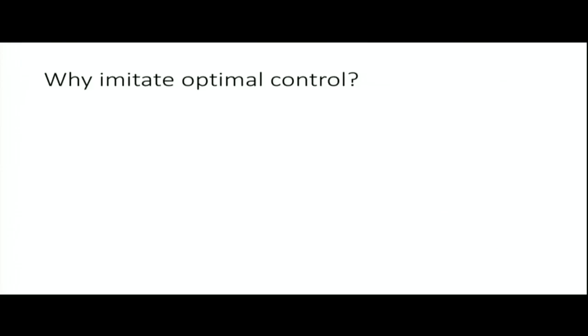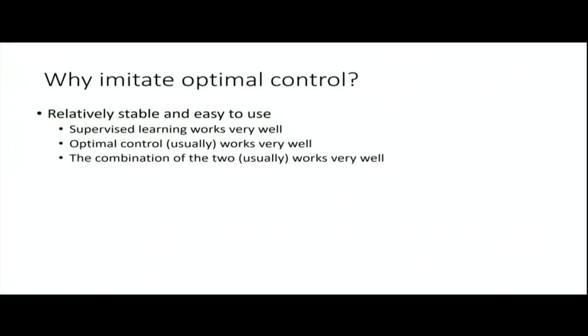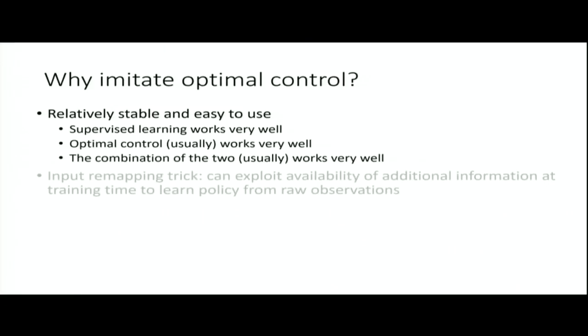Now, why might we want to use approaches like this? Why might we want to imitate optimal control? Well, for model-based RL methods, these are relatively stable and easy to use. One of the things to consider is that we do have very good supervised learning algorithms that tend to work pretty well. They tend to be a little easier to use than a lot of alternatives. And optimal control generally works fairly well. It's a fairly well understood class of methods. So the combination of the two often works very well.